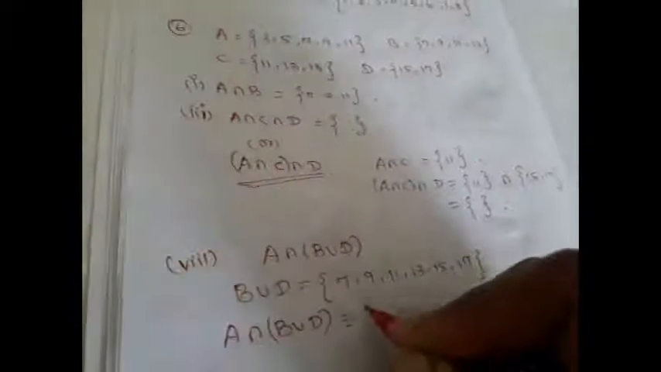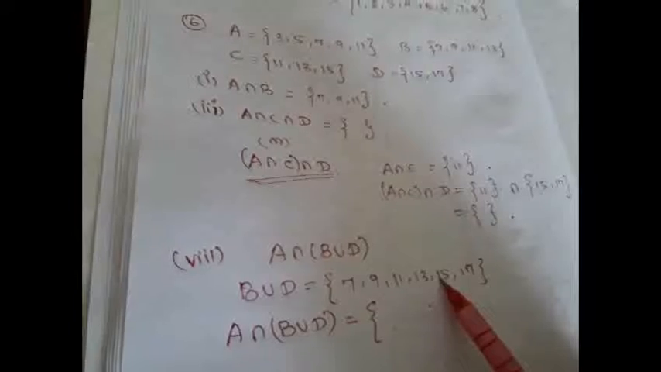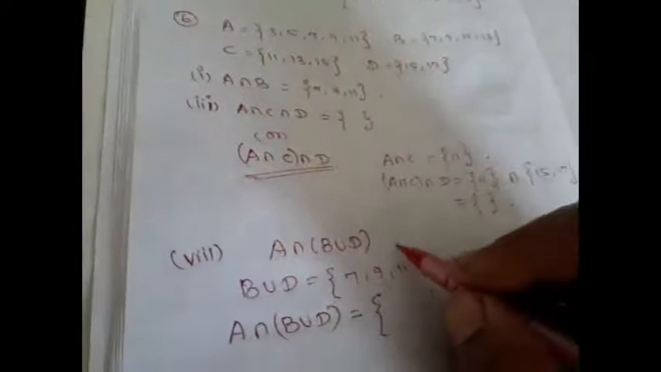Now we need to find A intersection B union D, which means for the set A with the set B union D, you need to find the intersection. Where is A? A is here. If you want, you can write this B union D below also, so that you won't make any mistake. So I am going to write it here.